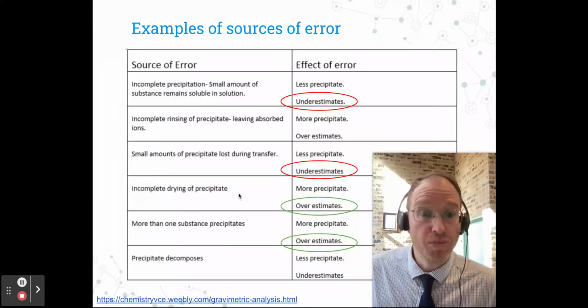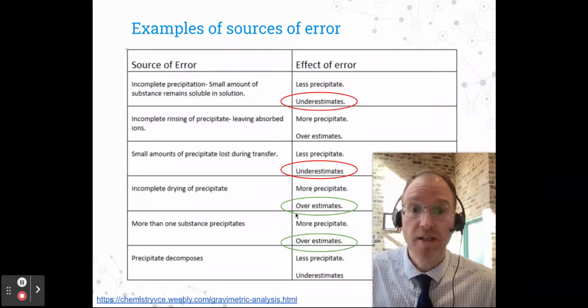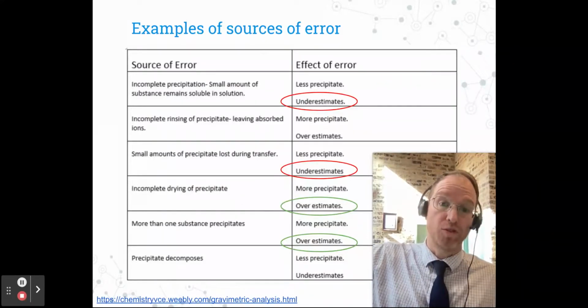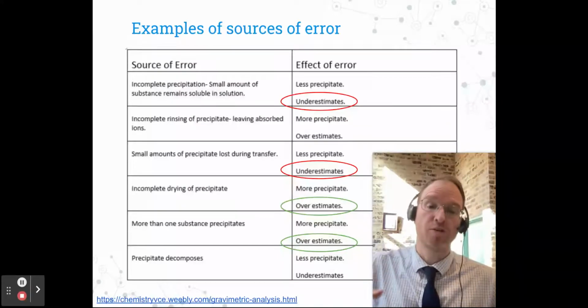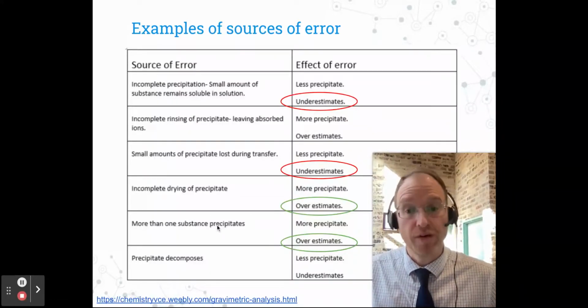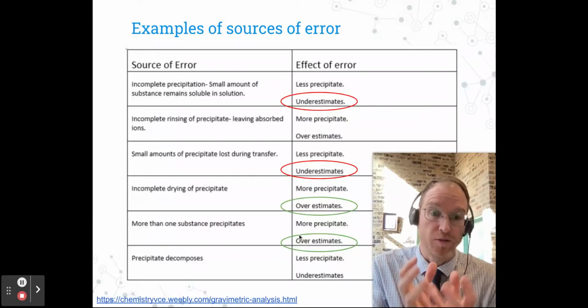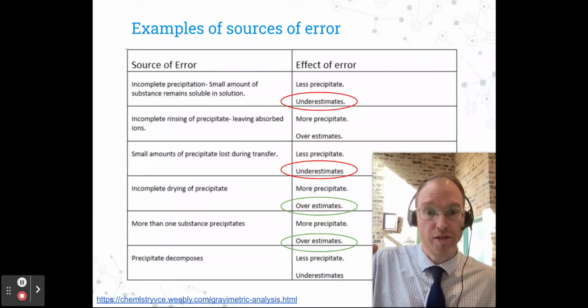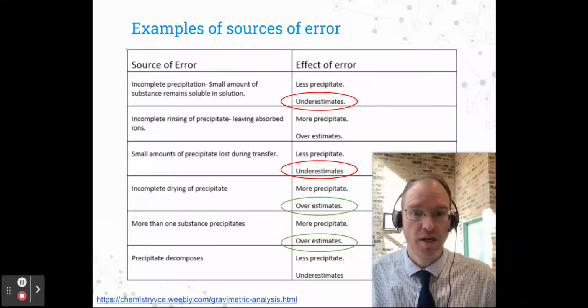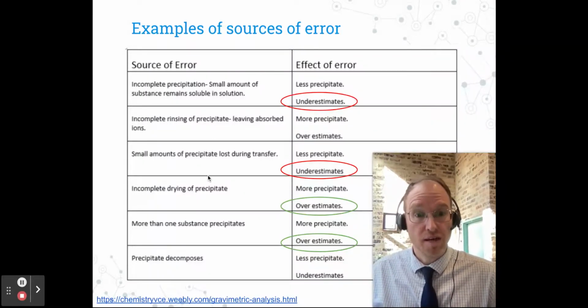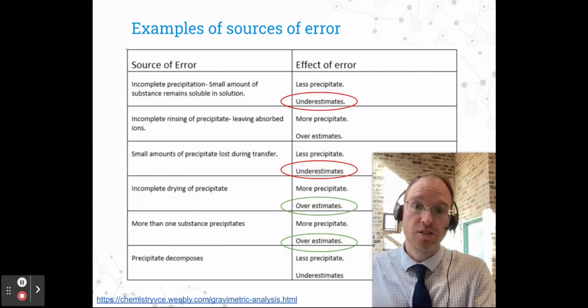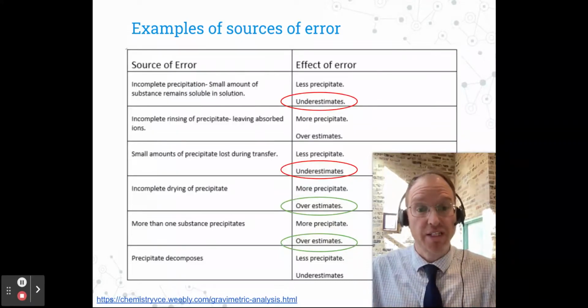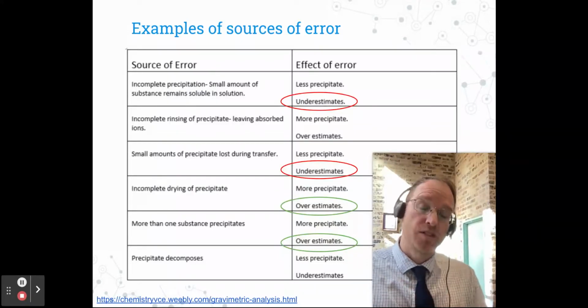If you don't dry your precipitate properly and you've got moisture there, your measured weight, the mass, will be too high, and you'll get an overestimate of your value. Or if there are other things that precipitate, your final mass of your component will be too high, and your final value will be too high as a percentage. So this is a good example of how the procedure will affect the validity, whether we're actually measuring what we want to, and the accuracy of that final value.